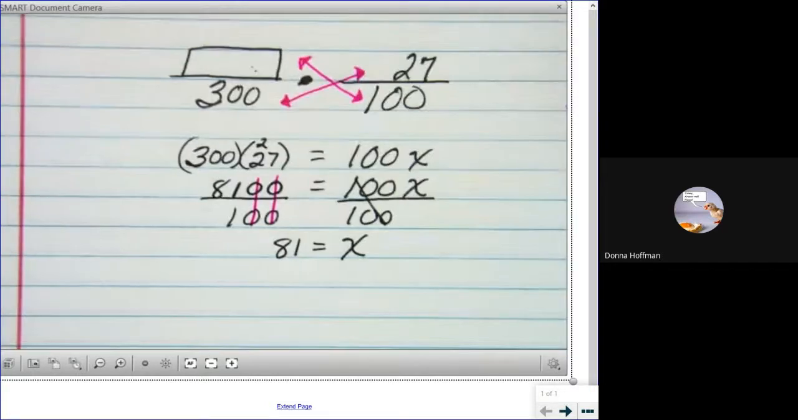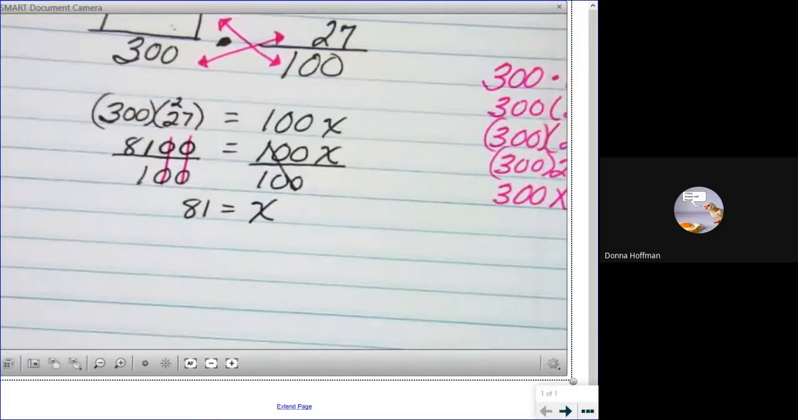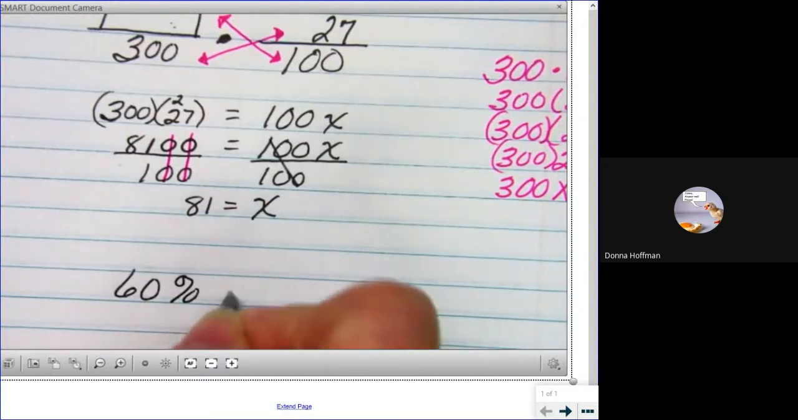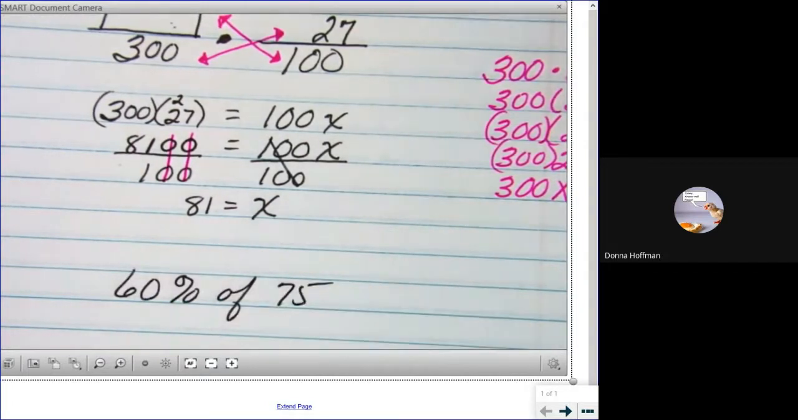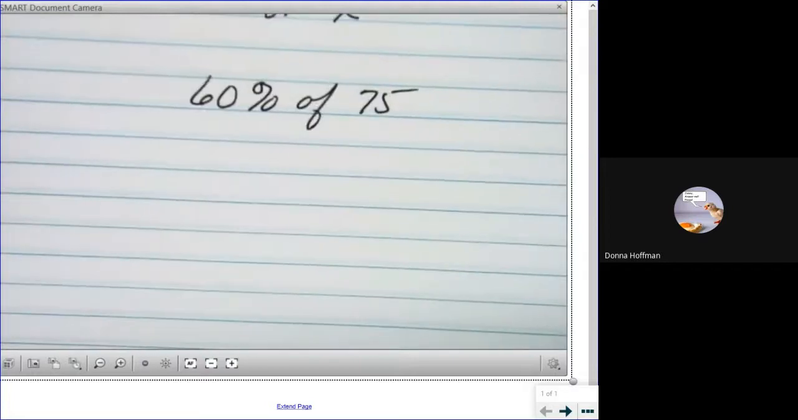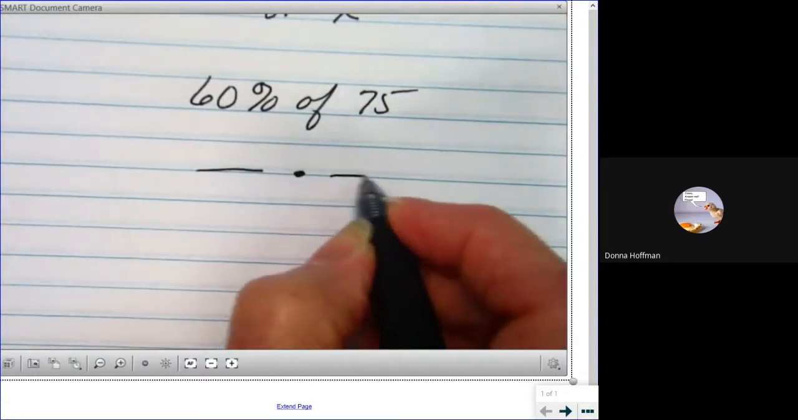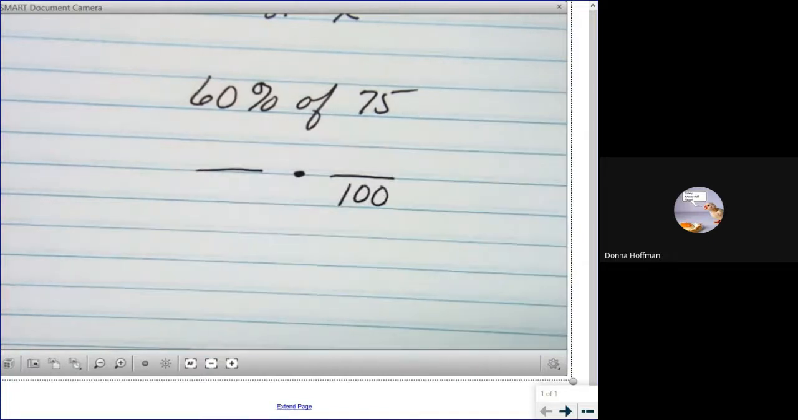Okay, so that was number 6, 7, I forget. It was number 6. 60% of 75. Okay, this is our next one. Prepare for incoming. My format's never going to change. Not ever.